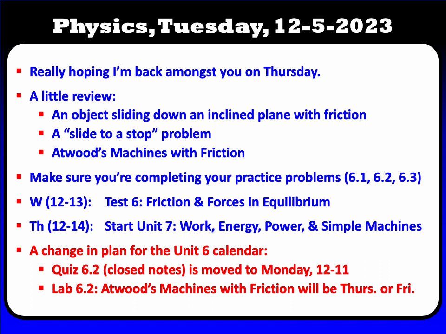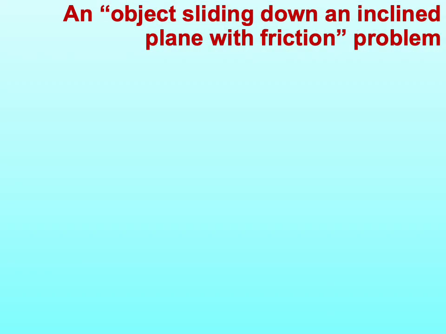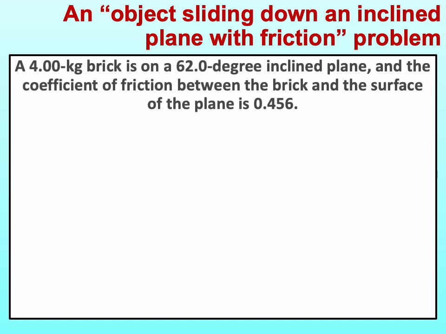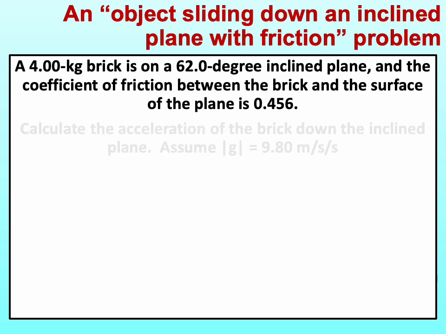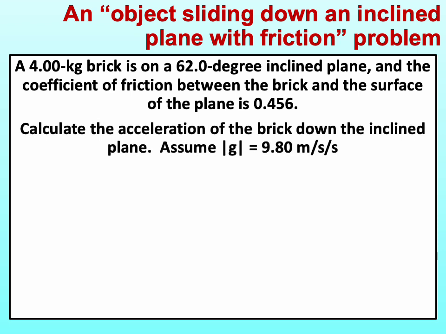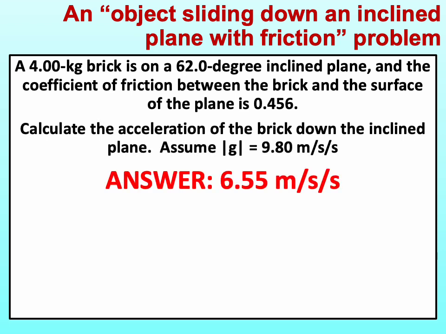All right, let's look at this first type of problem. Inclined planes, objects with some friction. All right, so we have a 4-kilogram brick. It's on a very steep incline. 62 degrees is very steep. We have measured that the coefficient of friction between the brick and the surface of that plane is 0.456. So your goal is to calculate the acceleration of the brick down the plane.